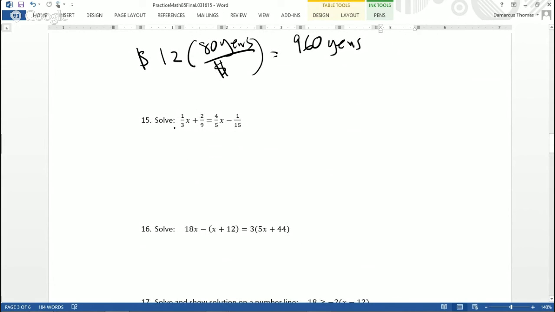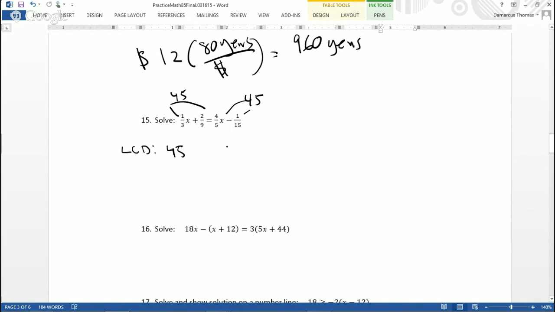Okay, let's do a few more. 3, 9, 5, and 15. What would be the LCD between those numbers? Between 3, 9, 5, and 15. Turns out 45 goes into all of those numbers. So if we multiply both sides by 45, we can reduce this problem a great deal.